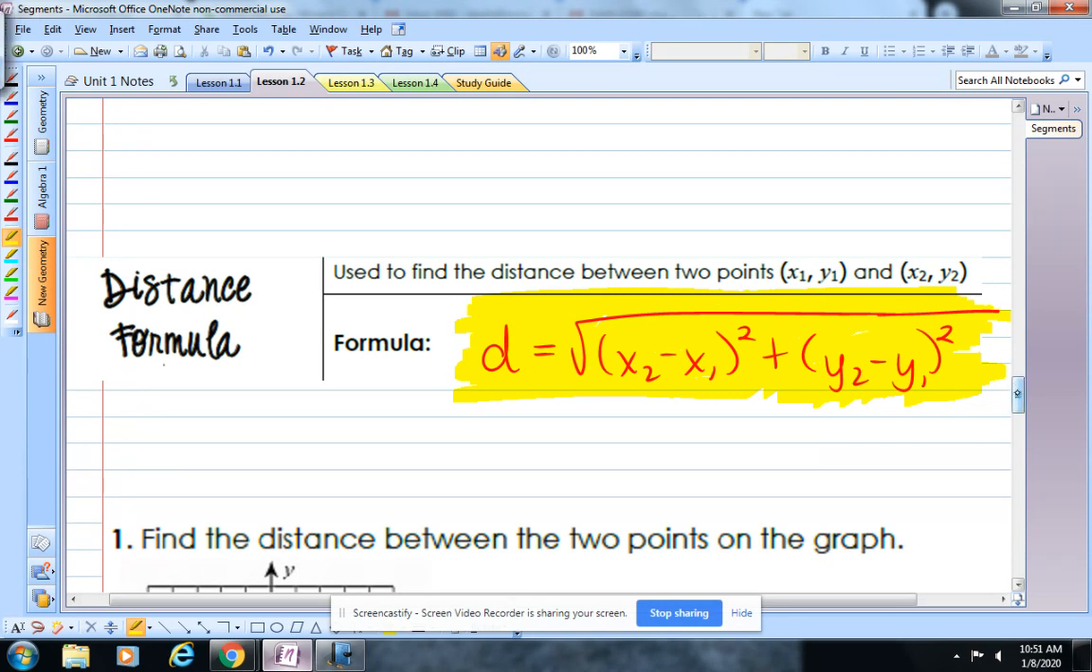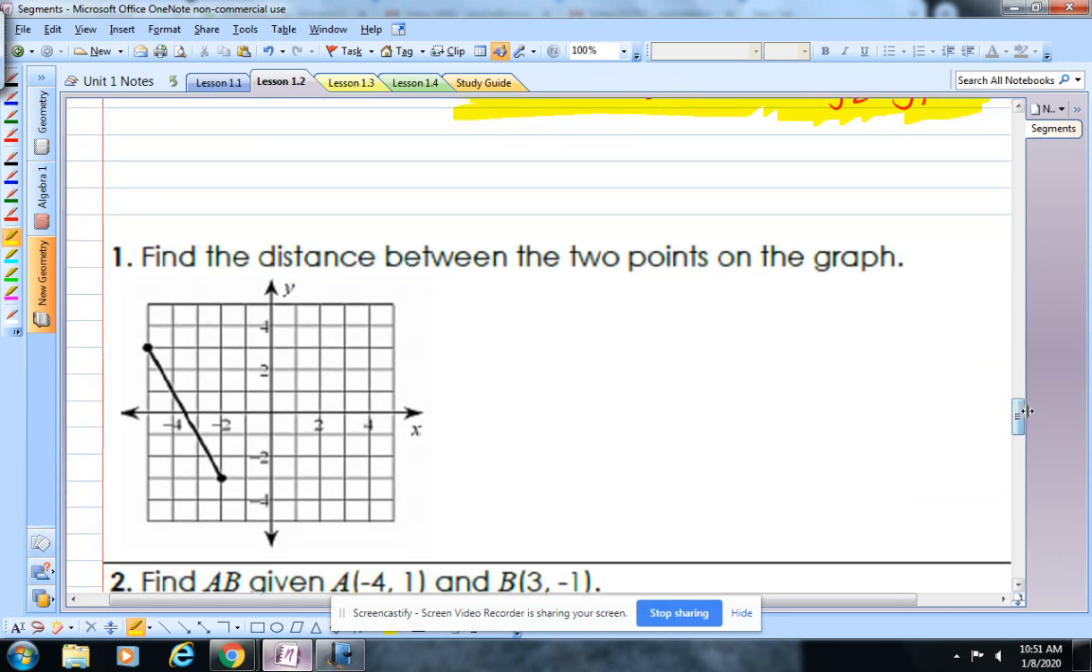So it's just plugging in and doing arithmetic, y'all. That's all it is. So number one, they actually give us the graph, don't they? Right? They give us a graph of a segment. So we want to find the distance between 2 points of the graph. Well, the distance between these 2 points is also the length of the segment. Okay? So how do you think I can use the distance formula on this graph?